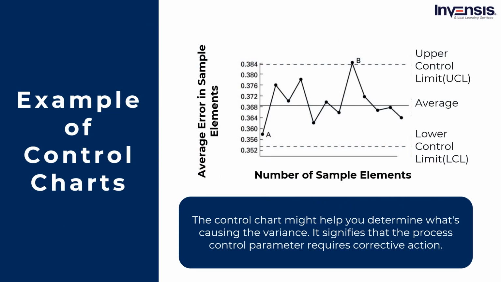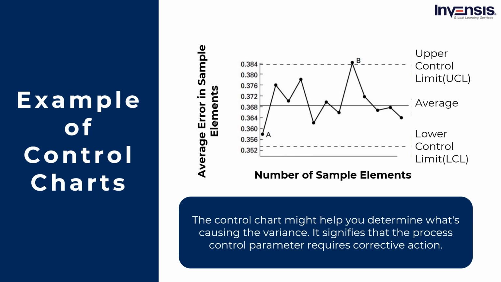Here is a simple example of control charts. On the x-axis, we have the number of sample elements, and on the y-axis, we have the average error in the sample elements. After the points are drawn, we can calculate the variation. If it exceeds the UCL and LCL, which stand for upper control limit and lower control limit respectively, then you should determine what's causing the variance, else it is under control.